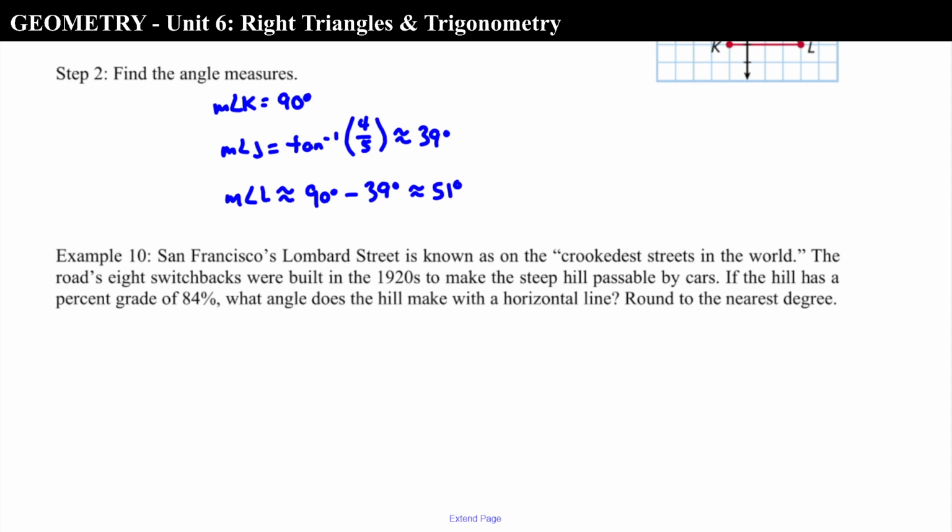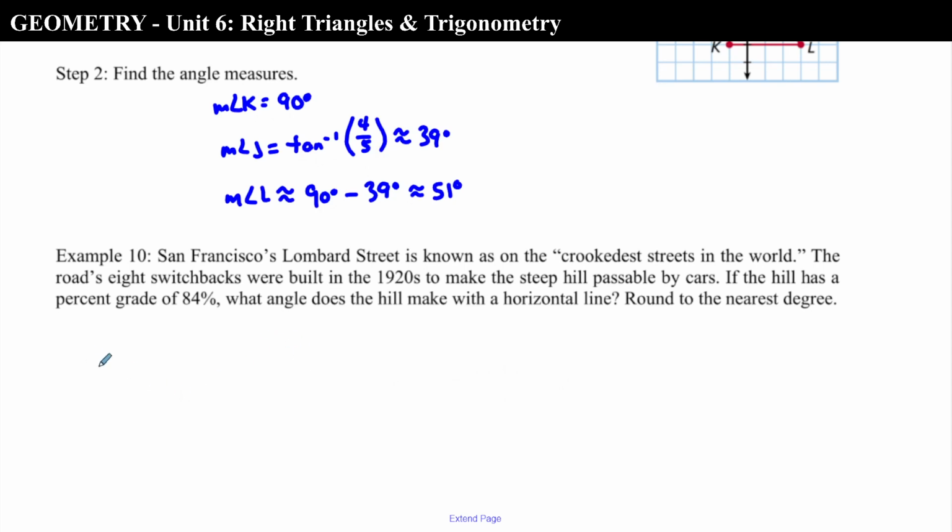All right, let's wrap up this section and this unit by going back to San Francisco. Lombard Street is known as one of the crookedest streets in the world. The road's 8 switchbacks were built in the 1920s to make the steep hill passable by cars. If the hill has a percent grade of 84%, what angle does the hill make with the horizontal line? Round to the nearest degree.